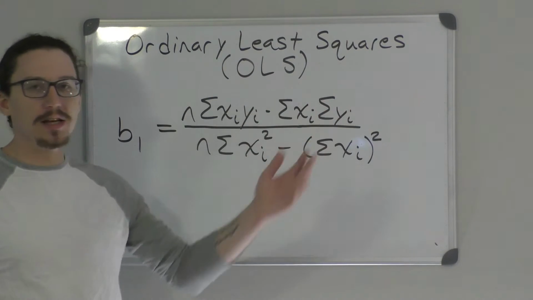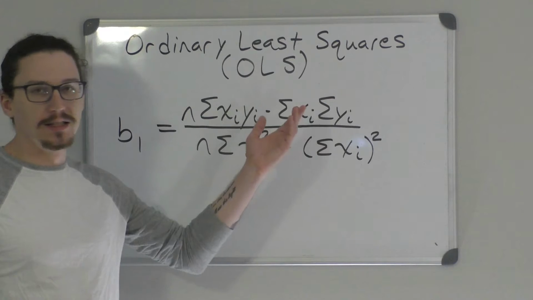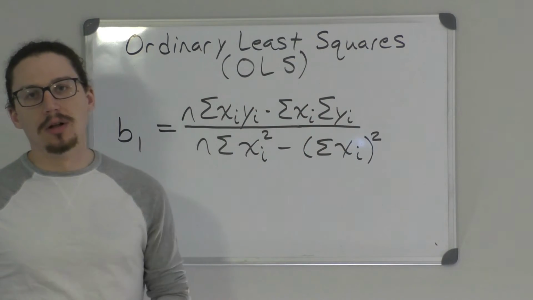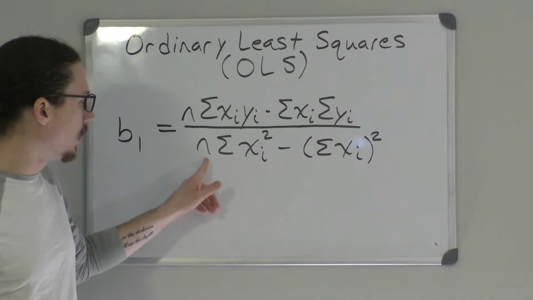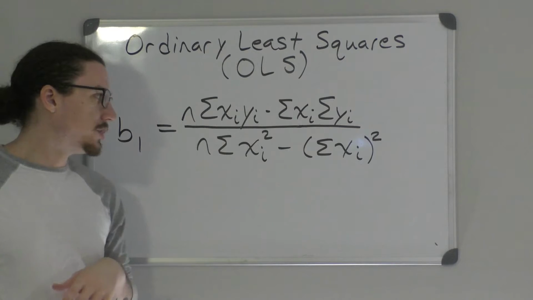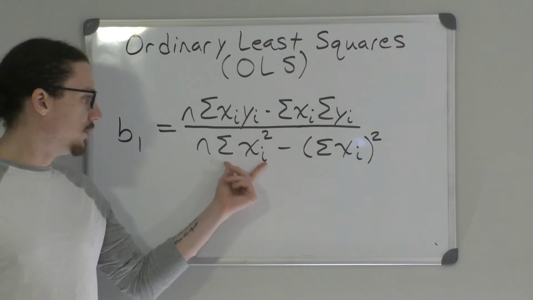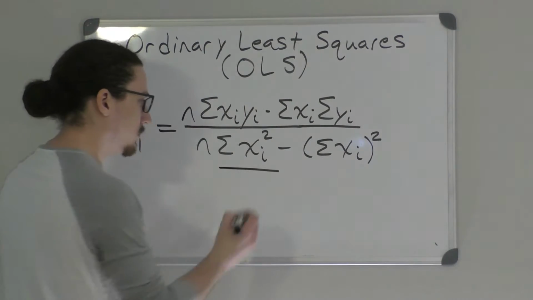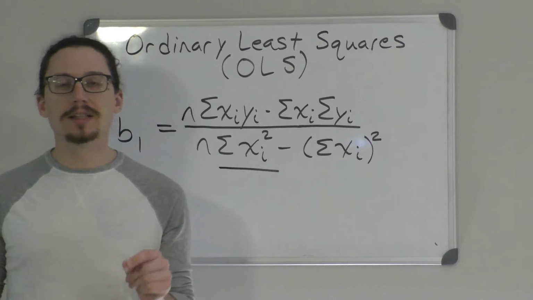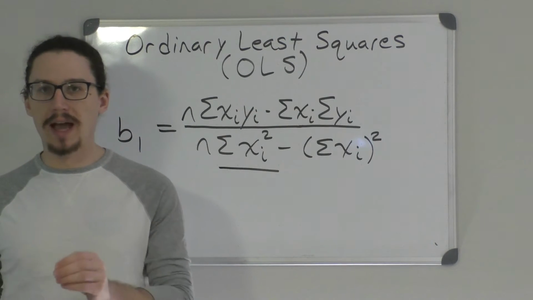All right, sum of Xi, sum of Yi should be pretty familiar. Sum of Xi, you're just adding up all the X's. Yi, just adding up all the Y's. Then coming down to the denominator, once again we have N, then the sum of Xi squared. This is where we take our X's, we square them, and then once we have squared them, we add them up.